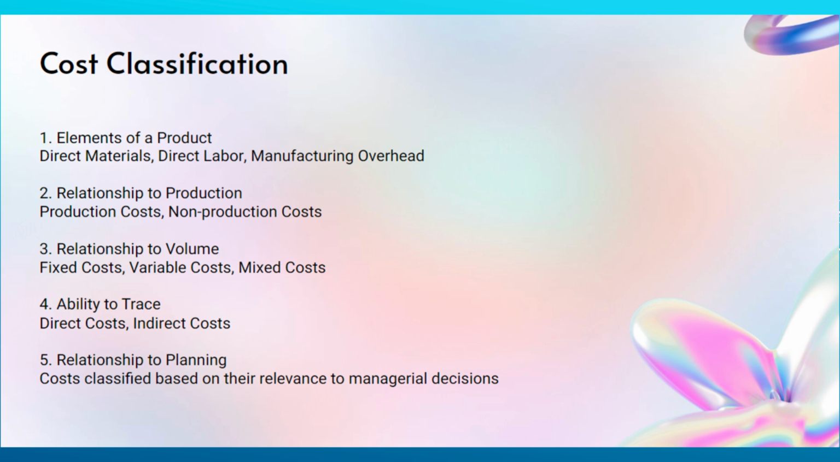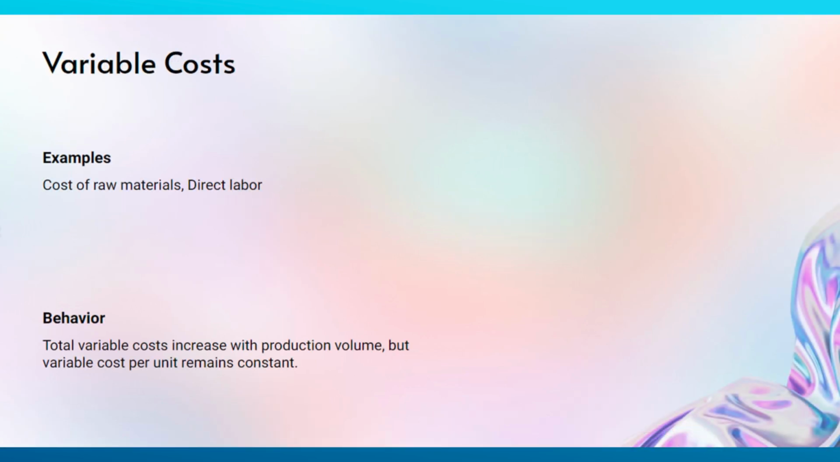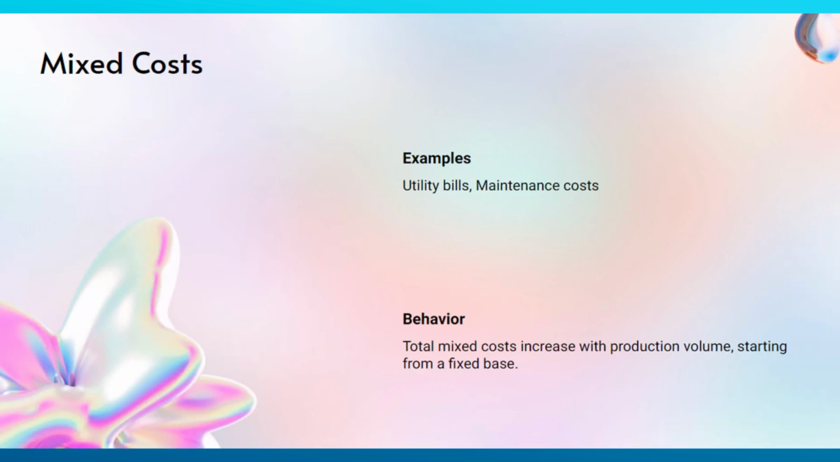So as we all know, fixed costs are costs that do not change with the level of production, for example, rent, salaries. Variable costs are costs that are directly proportional to the production level. It changes with your level of production as per time. So mixed cost contains both elements of fixed and variable costs.